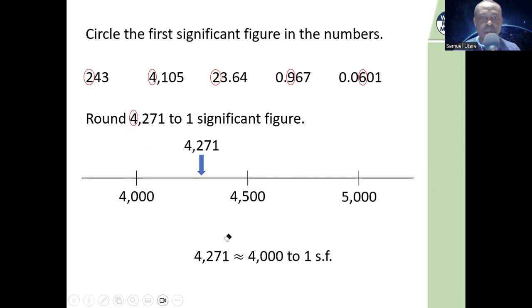And then when we write it using this symbol, you can see this sometimes in textbooks or in the exam. So we write 4,271 is approximately equal to 4,000 to 1 SF. So that means significant figure.